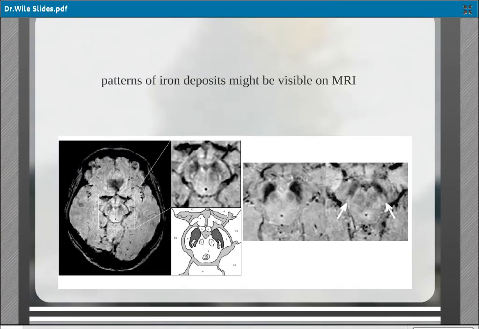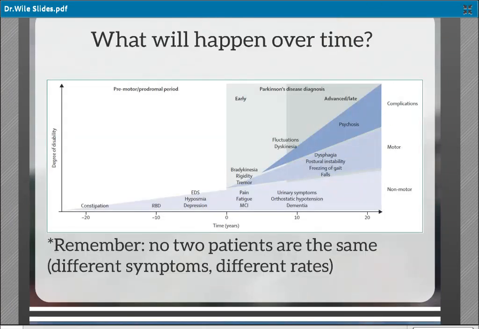Just another word about MRI. There may be tools that we develop with MRI that may image iron deposits in the midbrain that we may be able to use for diagnosis, but that's still only available with very high strength research MRI magnets. So last slide, I think, before I stop for questions, and wow, I've taken a lot of time already.